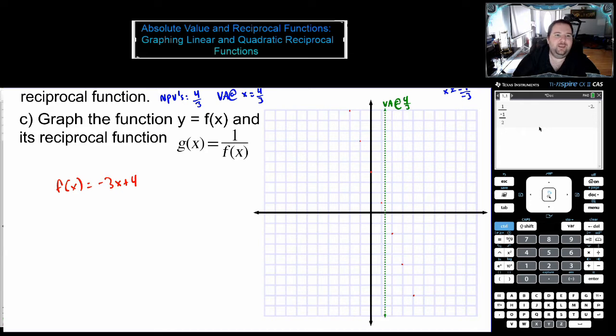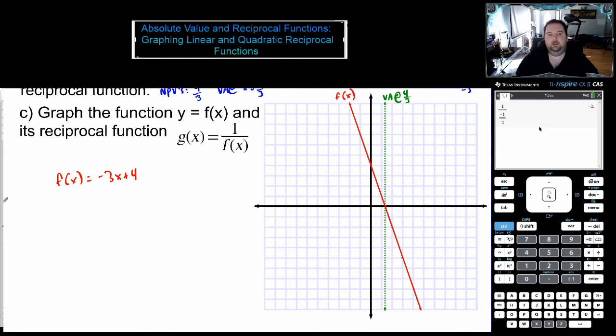Let's go ahead and make a line now. So we're going to make a red line. And we can go through this point here and try to line it up. That looks pretty good. Okay, so there's my f of x. Let's go ahead and label that. This is f of x. Now we're going to have to graph our reciprocal function.